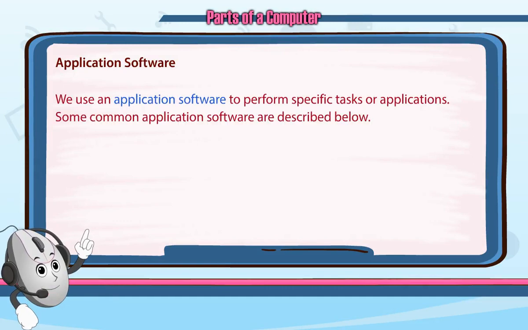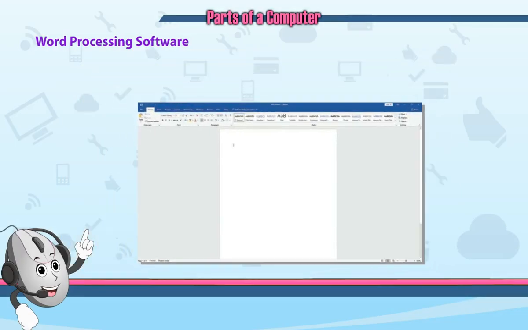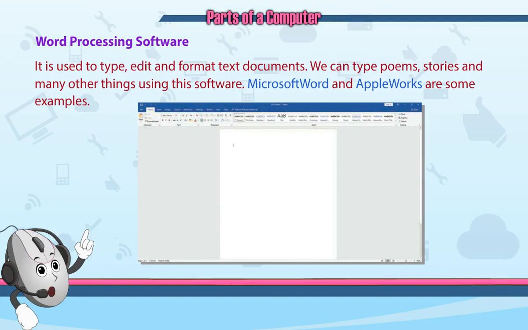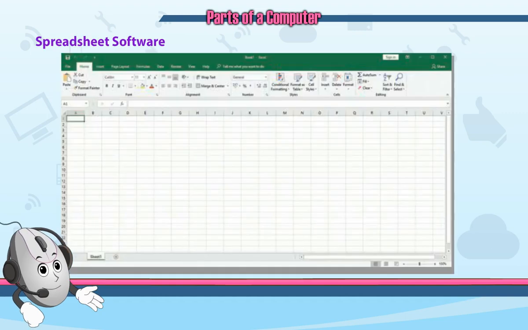Application software. We use an application software to perform specific tasks or applications. Some common application software are described below. Word processing software. It is used to type, edit and format text documents. We can type poems, stories and many other things using this software. Microsoft Word and Apple Works are some examples.